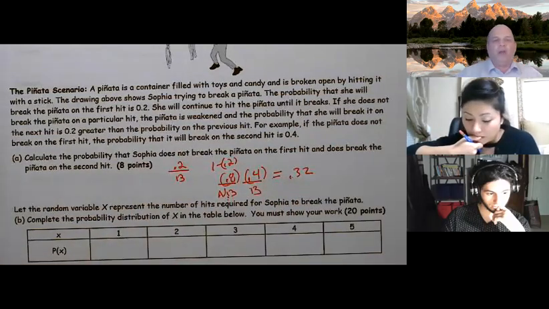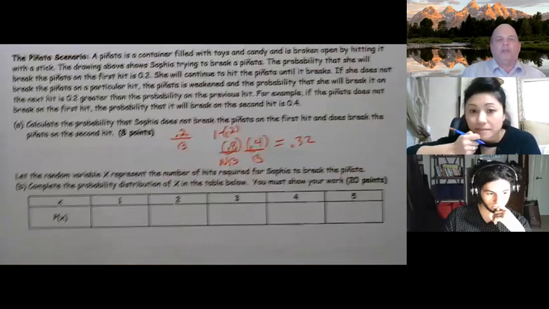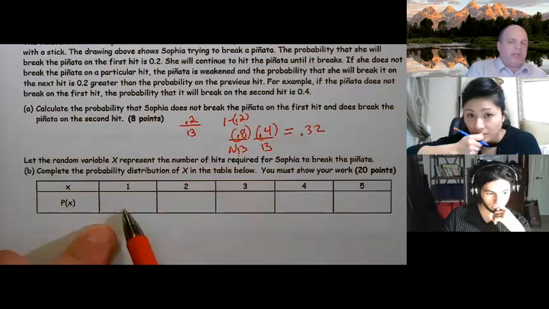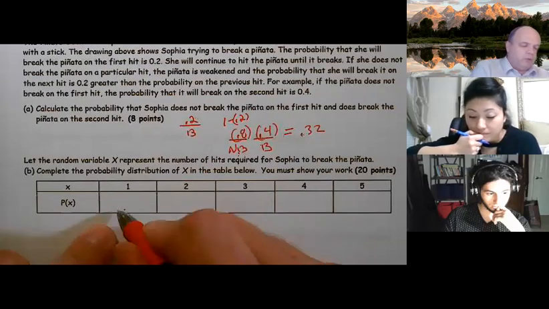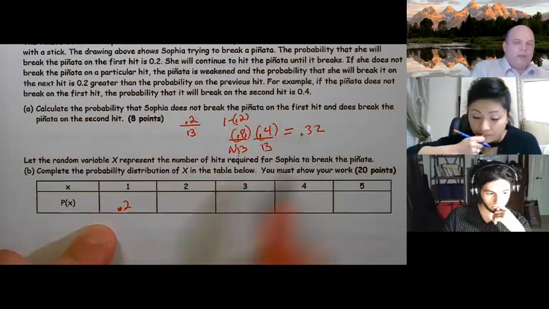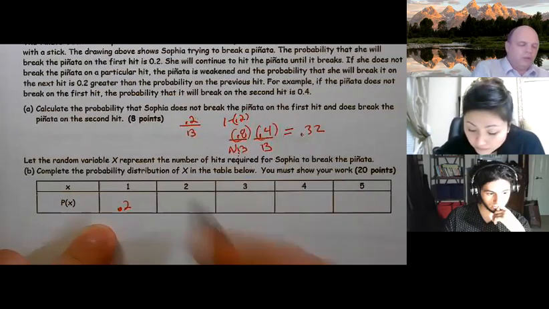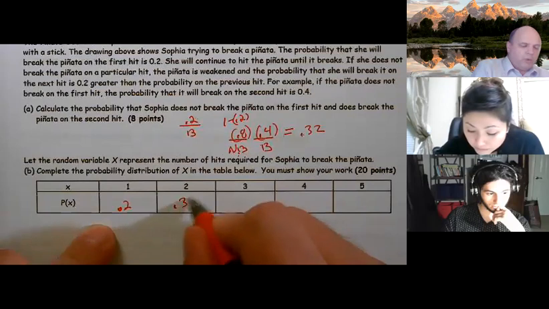Okay, so that's my starting point. So if I have the probability of it breaking on the first hit is 0.2. Probability of breaking on the second hit is 0.32.